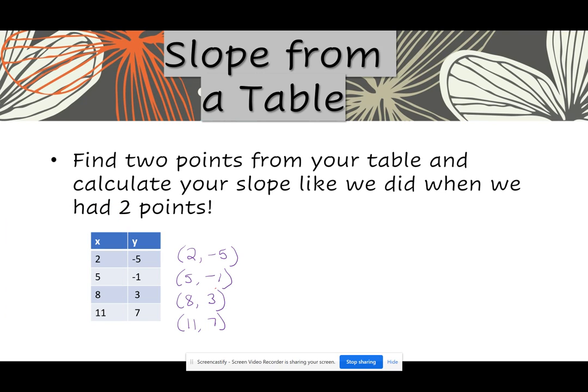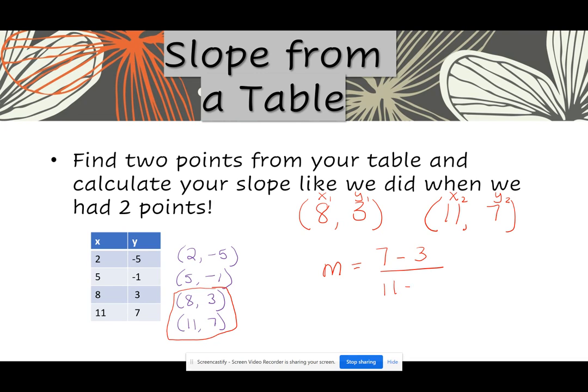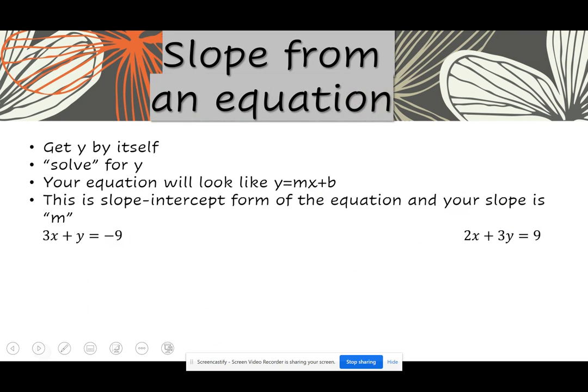I always think it's hard to work with negatives, so I'm going to pick the 2 positive points. So I'm going to do 8, 3, and 11, 7. So we have x1, y1, x2, y2. We're just going to plug it in. M equals y2 minus y1 over x2 minus x1. 7 minus 3 gives us 4. 11 minus 8 gives us 3. This can't be divided or simplified, so our slope is just 4 over 3 in this case. It is allowed to be fractions like this.